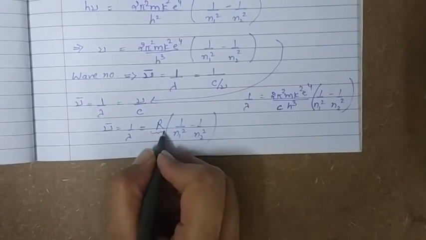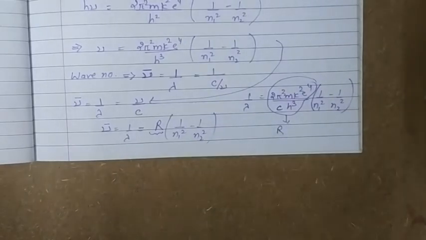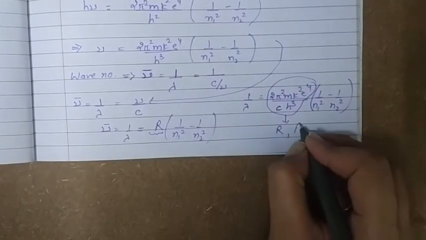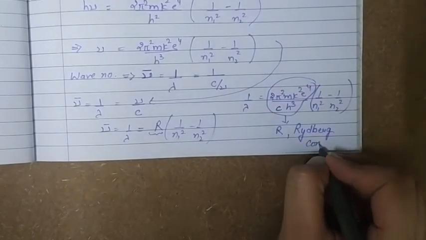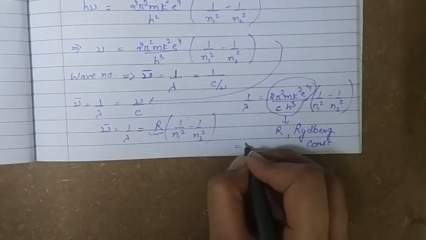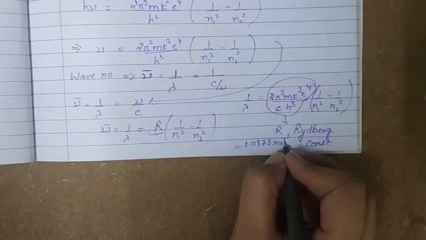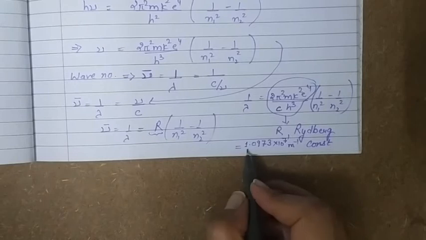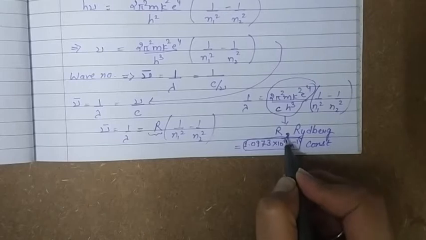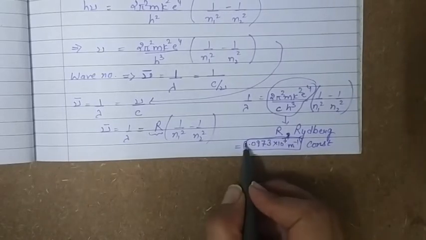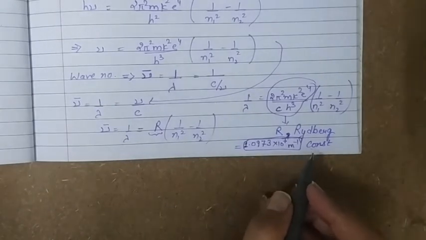Now here capital R is this constant, right? We call this constant the Rydberg constant, and its value is 1.0973 into 10 to the power 7 meter inverse. So this is the value of the Rydberg constant, denoted by R.